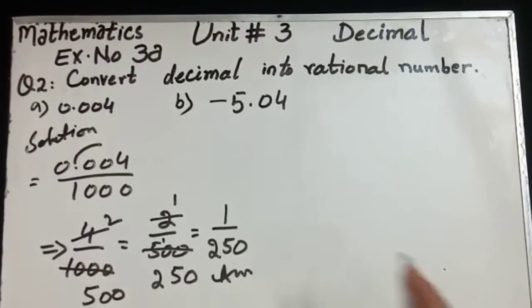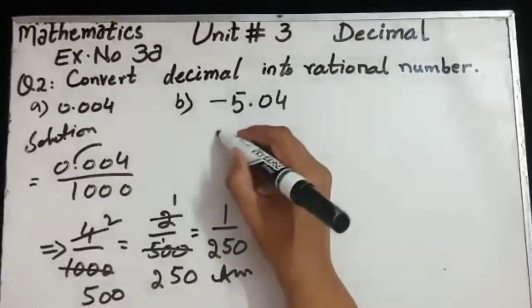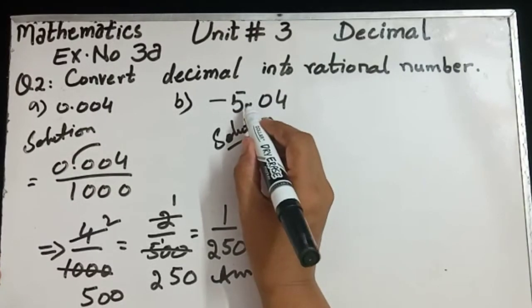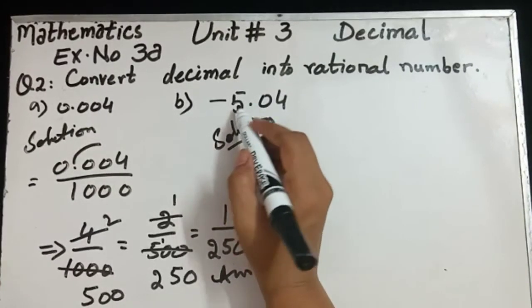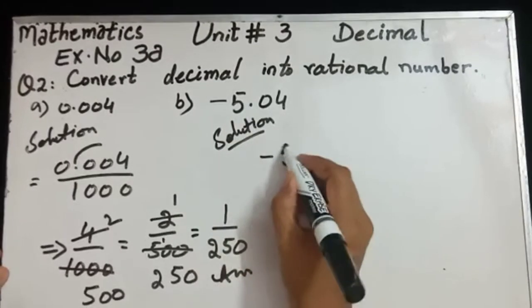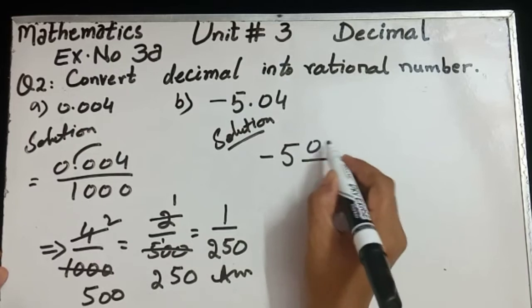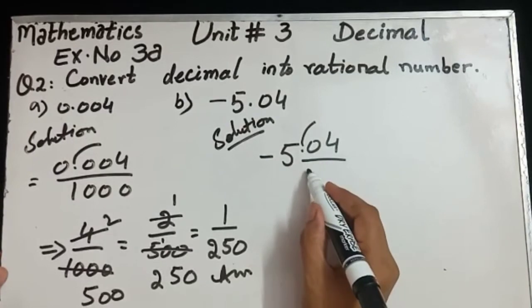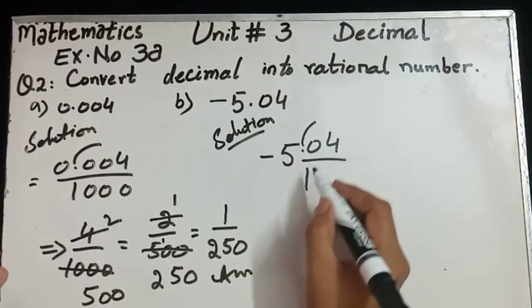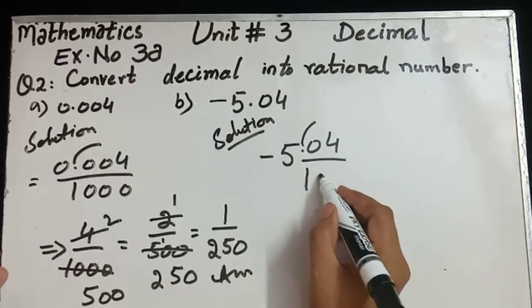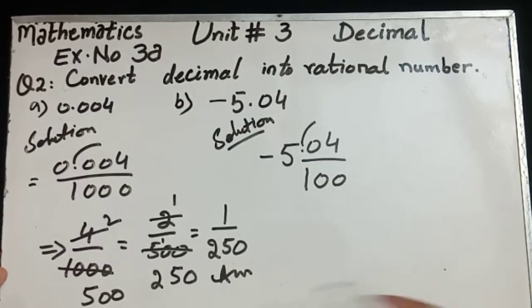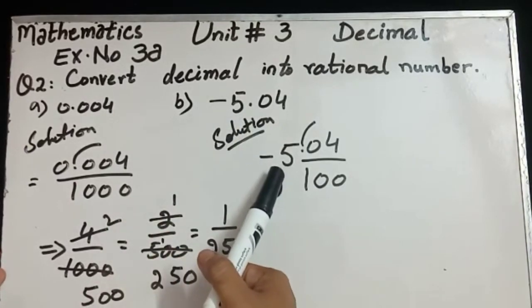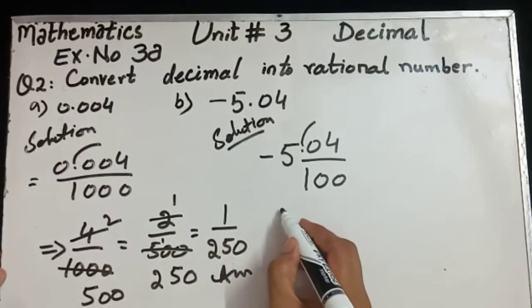Second part, minus 5.04. Okay, before the decimal 5 is given, so before the decimal it's called the whole number. Minus 5 whole number, 0.04, remove the decimal, in place of the decimal put 1. After the decimal 2 digits, 0 and 4, so we write 2 zeros. Okay, before the decimal 5 or any number, if we have it before the decimal, we write it in the whole number place. Minus sign as it is copied.